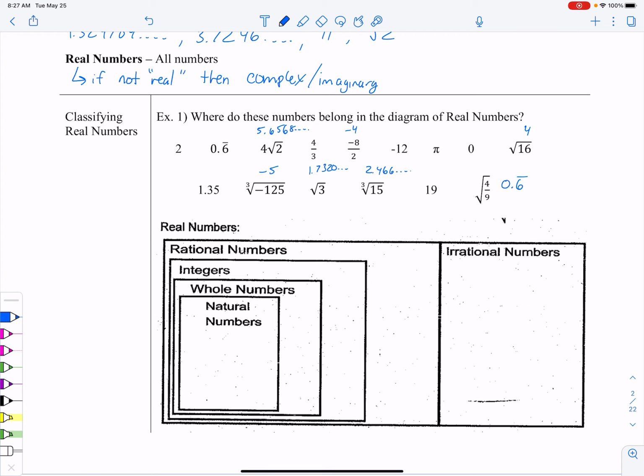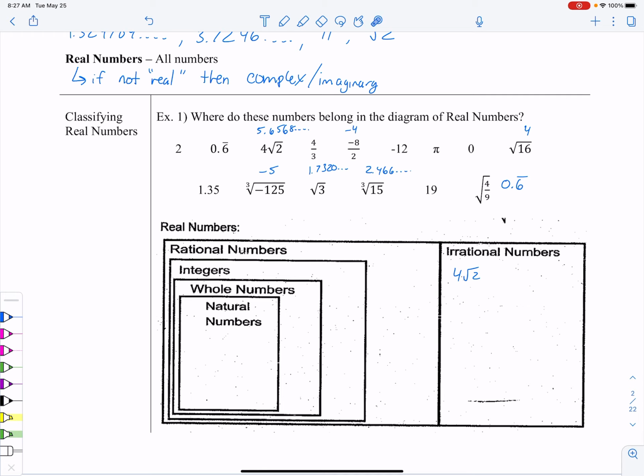So that's our first step, to convert everything. Now we're going to place them. Let's look for irrational numbers first, anything that has decimals that go on and on. Our first one we look at here is 4 root 2.